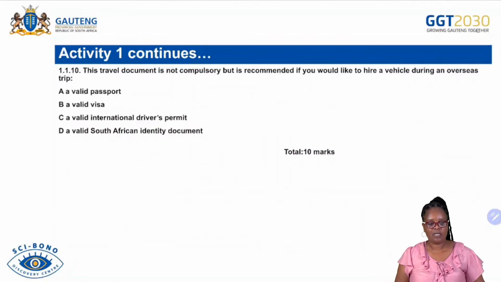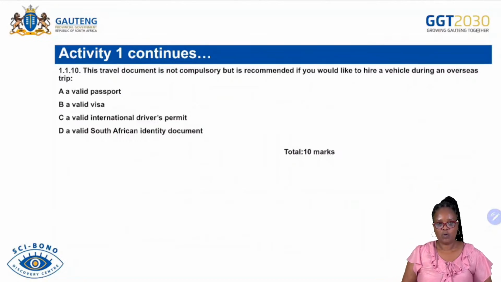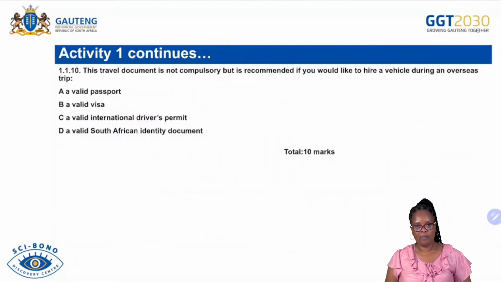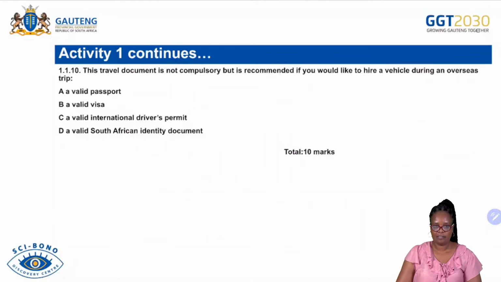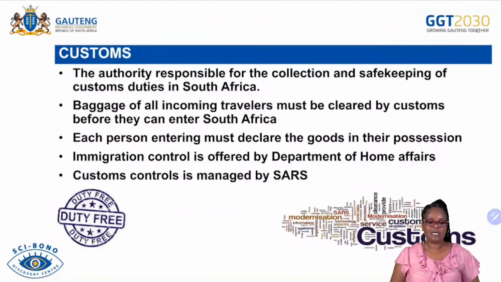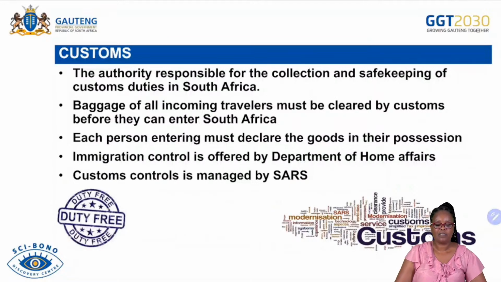So, grade 12 learners, we are done with the document. There were 4 documents. We went through each and every one of them. So now I want us to go to the next subtopic, which is customs. We go to the customs. This is the authority responsible for the collection and safekeeping of customs duties in South Africa.